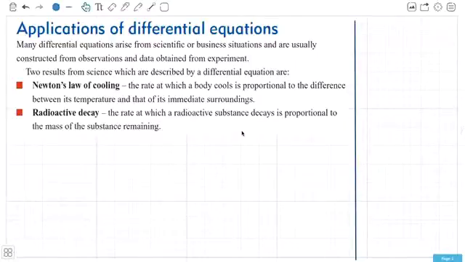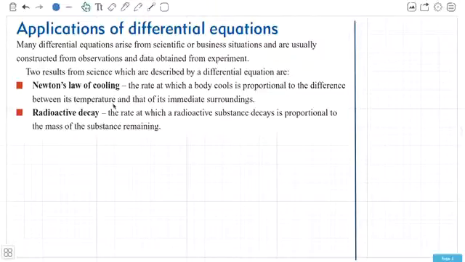This section's all about differential equations and their applications in the real world. This is really exciting because this is where all the work you've been doing on solving differential equations comes together with situations that you can actually model in the real world. So if we have a look at these two, we've got two of the key results from science that are described by differential equations, and they're Newton's law of cooling and radioactive decay.